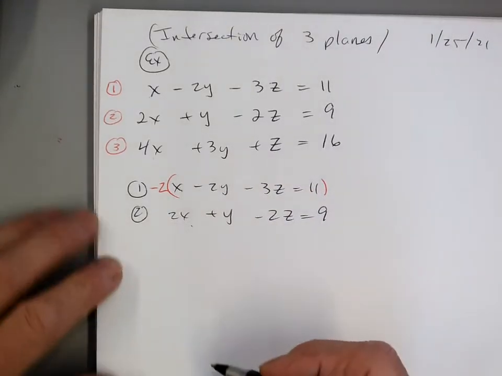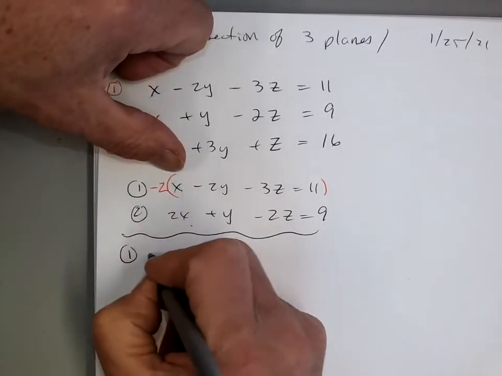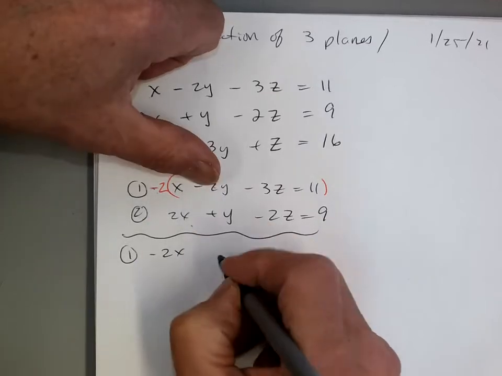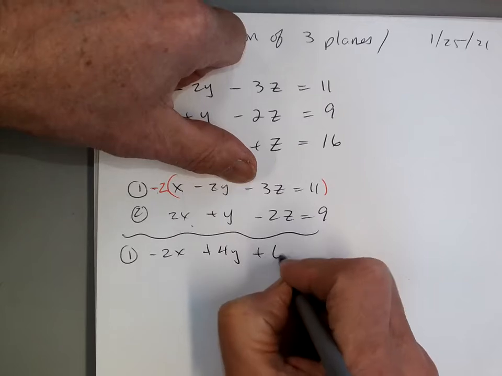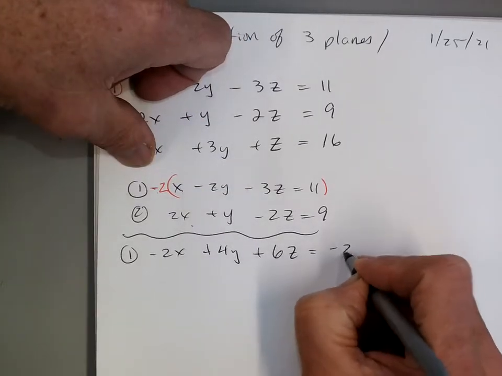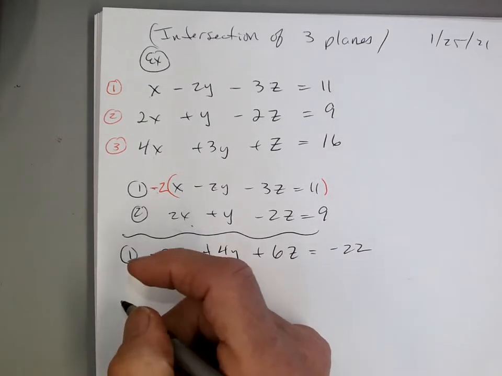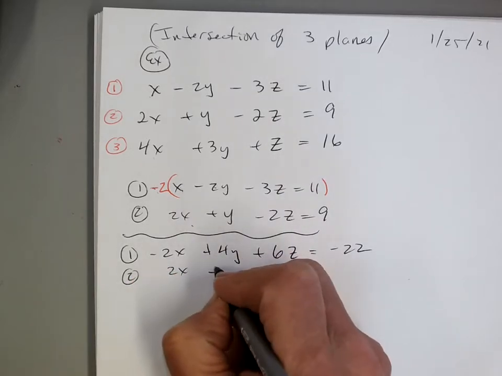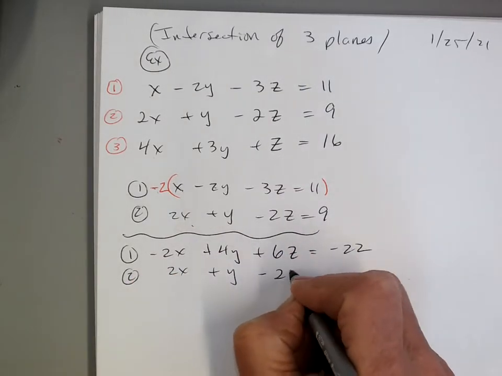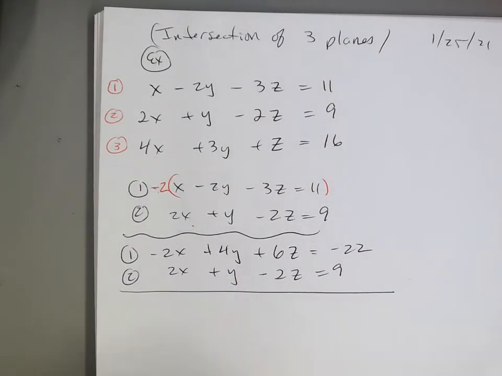So let me rewrite equation 1. Equation 1 now is my negative 2x plus a 4y plus a 6z equals negative 22, okay? Welcome to Algebra 2, right, you guys? Now all of a sudden it's getting hard, huh? Equation 2 I'm going to keep as 2x plus y minus 2z equals 9, because when I add these, my x's will eliminate, right?